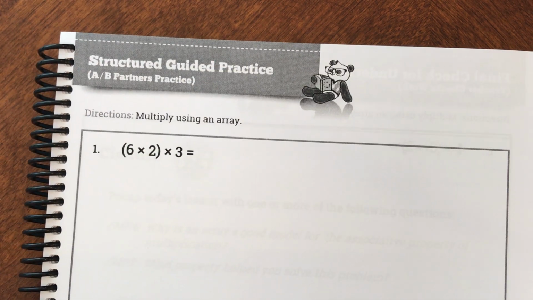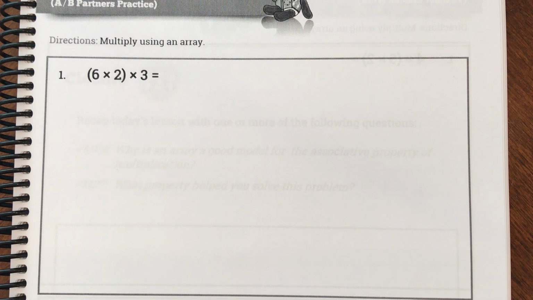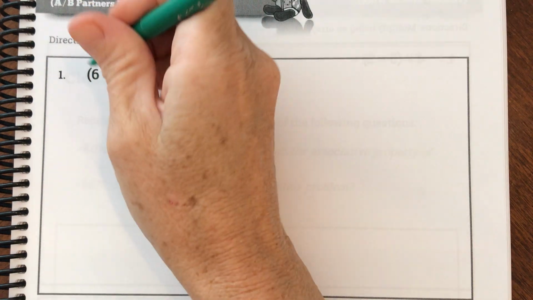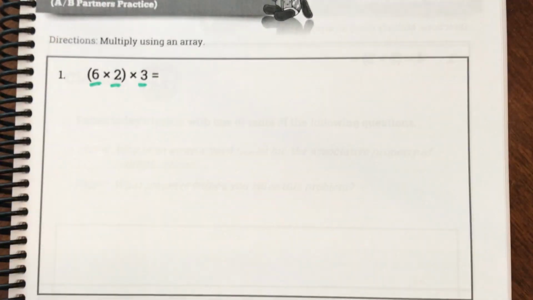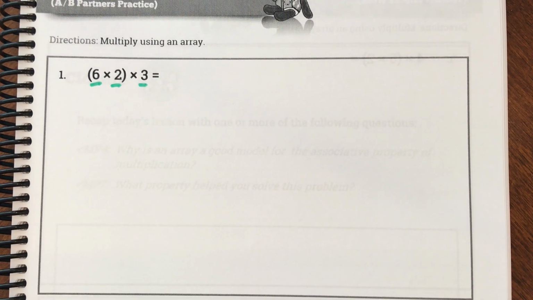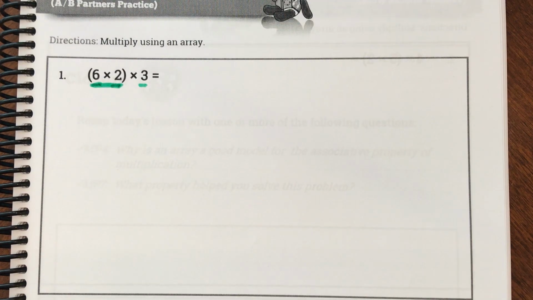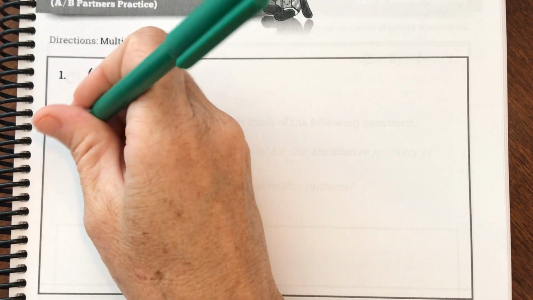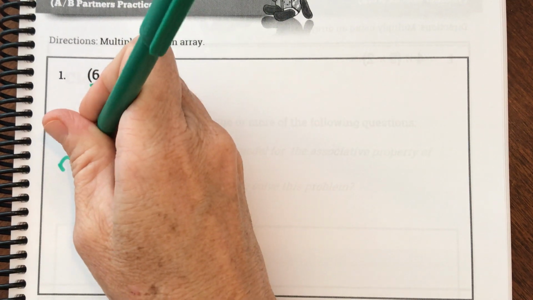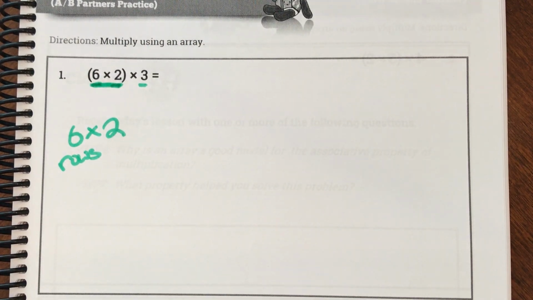Okay, let's try some of these together. We are on page 148. Okay, here is our first problem. We're doing these together, so I'm going to grab my green pen. We have 6 times 2 times 3. So we have 3 factors. They first want us to solve what's in the parentheses. So 6 times 2. What does 6 times 2 look like? That means I have 6 rows of 2.